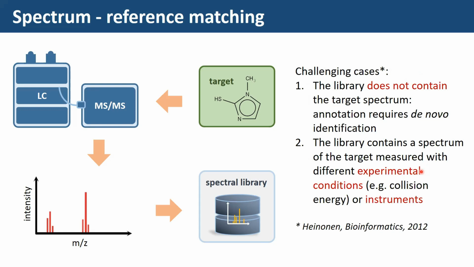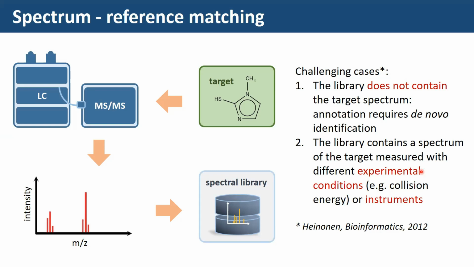The issue is that, especially when you deal with omics, untargeted omics applications, you have some cases. For example, you can measure your mass spectrum and you want to identify the compound associated with it, but the library does not contain the target spectrum, okay? Or the library contains the spectrum of the target compound, but it was measured in different experimental conditions or with a different instrument, and so the matching does not work, okay?